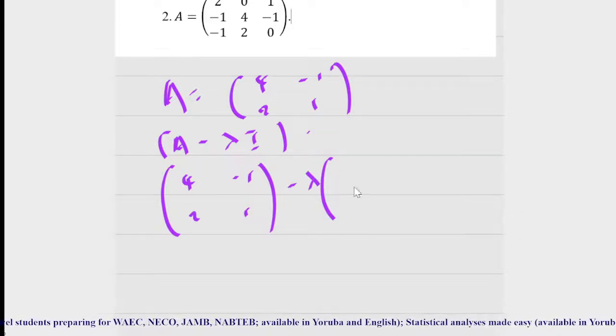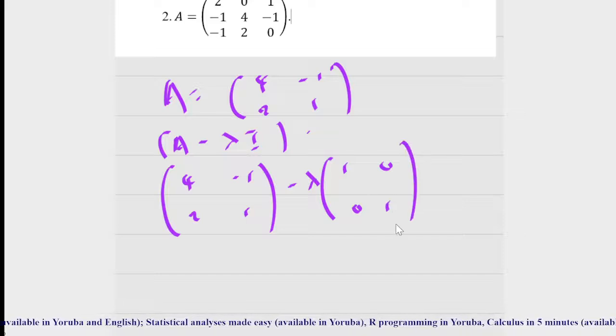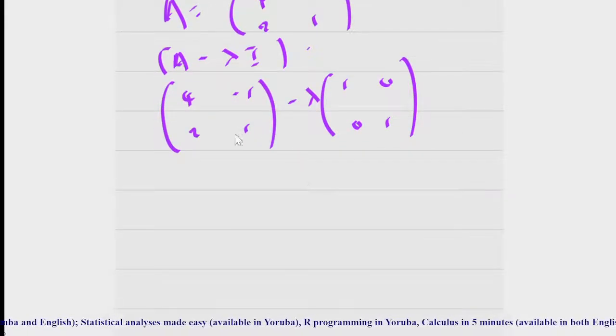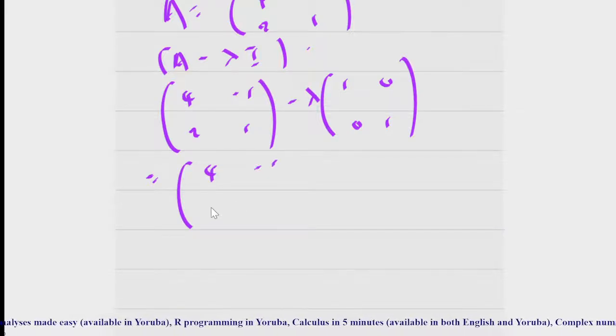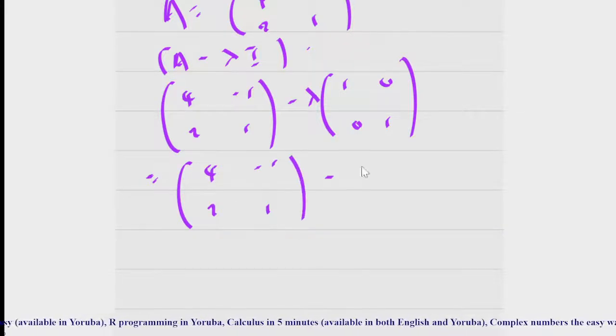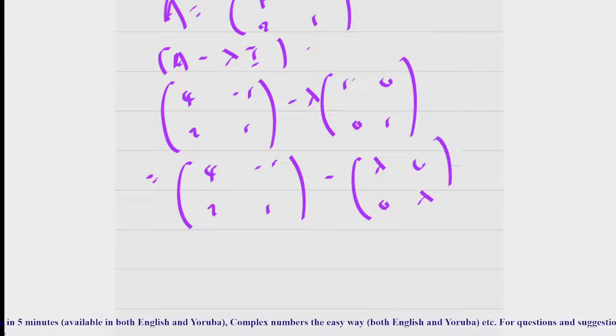So then you have your lambda here. Don't forget your I is the identity matrix. The identity matrix for a 2 by 2 matrix is what? 1, 0, 0, 1. I hope you understand now. So if you continue, I have 4 minus 1, 2, 1. This is going to give me lambda 0. Lambda times 1. This is a scalar, you multiply it. Lambda times 0. Lambda times 1.